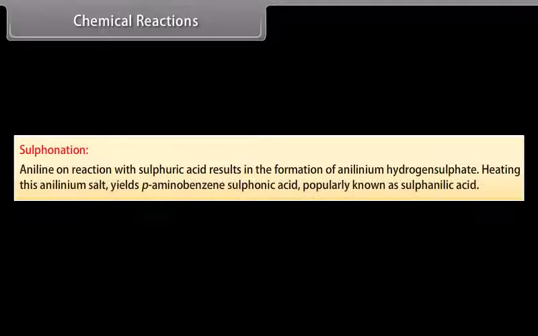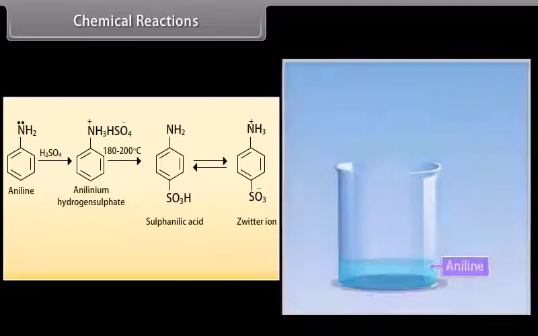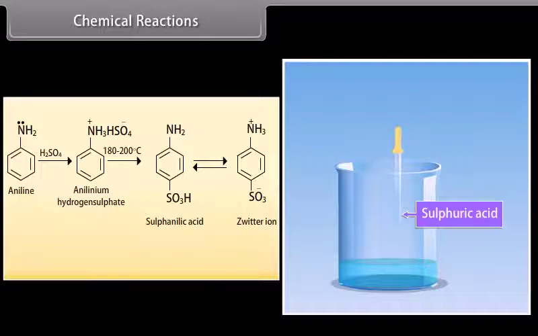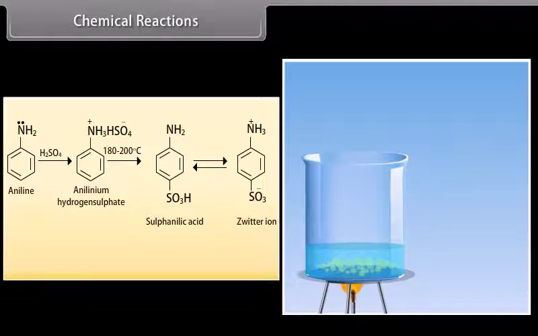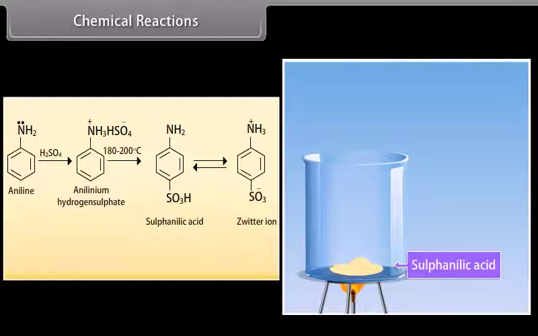Sulfonation. Aniline on reaction with sulfuric acid results in the formation of anilinium hydrogen sulfate. Heating this anilinium salt yields para-aminobenzene sulfonic acid, properly known as sulfanilic acid. Aniline reacts with sulfuric acid and forms anilinium hydrogen sulfate, and then heating the anilinium ion at 180 to 200 degrees Celsius, it forms sulfanilic acid.